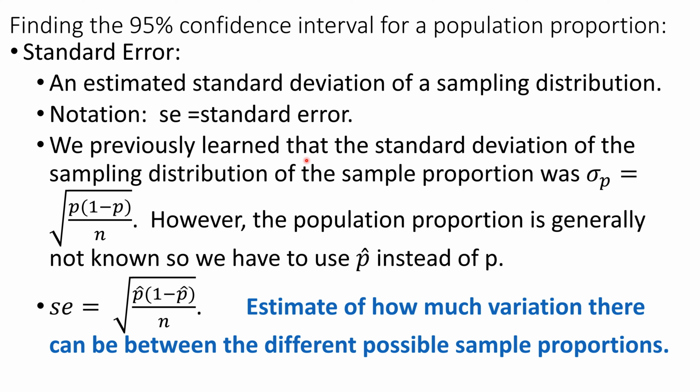We previously learned that the standard deviation of the sampling distribution of the sample proportion was sigma p equal to the square root of the ratio between p times 1 minus p and n. The n will be the sample size. However, the population proportion is generally not known, so we have to use p hat instead of p. So the standard error will be calculated in this way. Note that we use p hat instead of p. This equation estimates how much variation there can be between the different possible sample proportions.